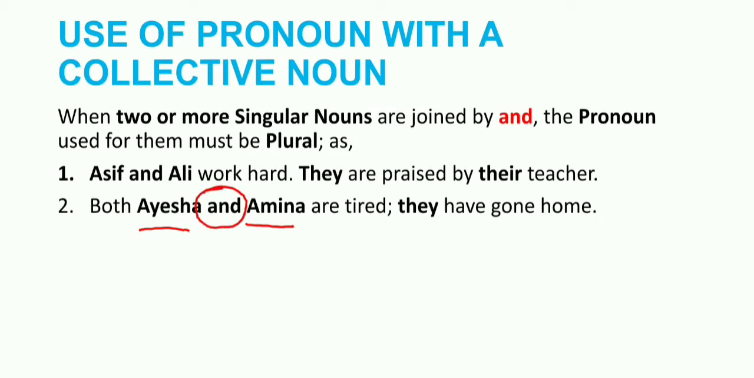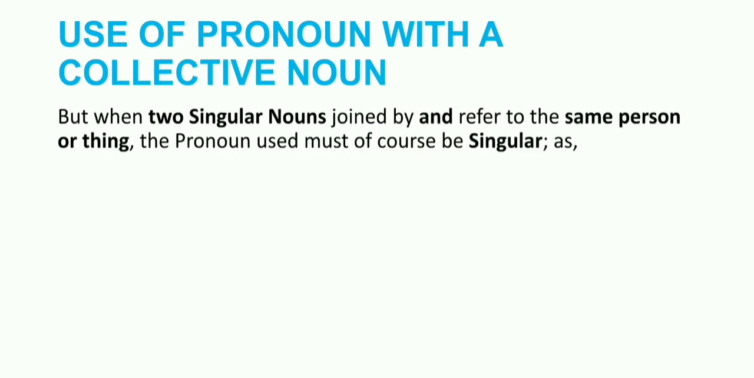So for that reason we must use a pronoun that is plural in number. The next rule is, when two singular nouns joined by and refer to the same person or thing, the pronoun used must of course be singular. This is the same usage as we have discussed in the repetition of the articles.